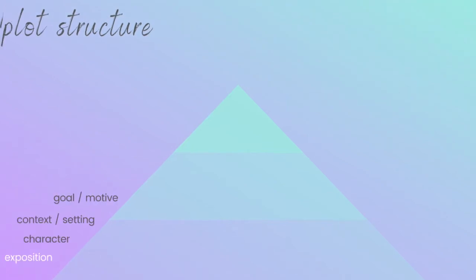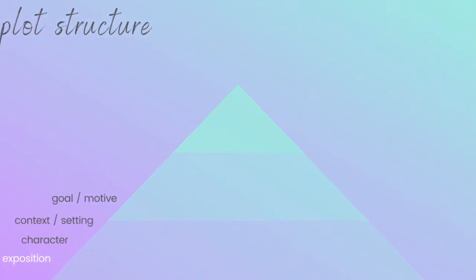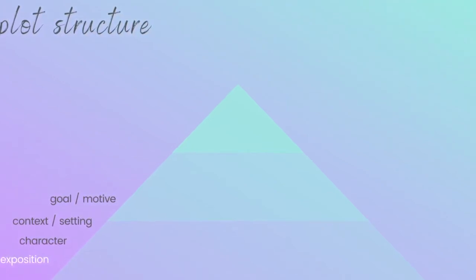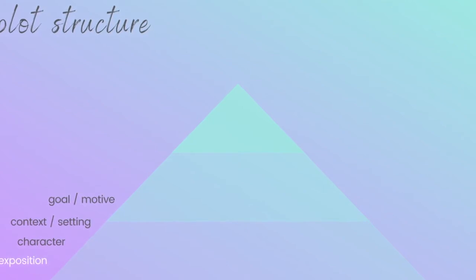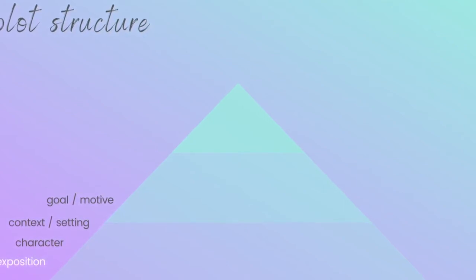Let's begin. To help you in mapping out your story, this plot structure might be useful. It's also actually very familiar. We begin with exposition. This is where you describe your story's main character, context, and setting. You can also discuss her goals and motives.